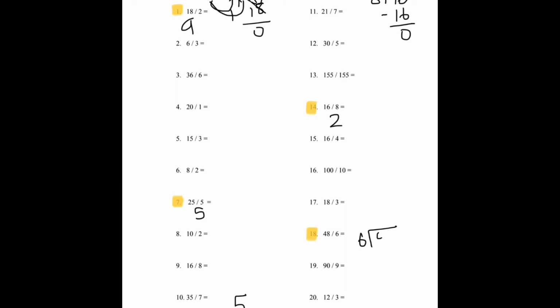48 divided by 6. You see if it goes into 4, which it doesn't, so you put it into 48, and if you do that, it goes 8. And 8 times 6 equals 48. You subtract it, and that equals 0. So this one's 8.